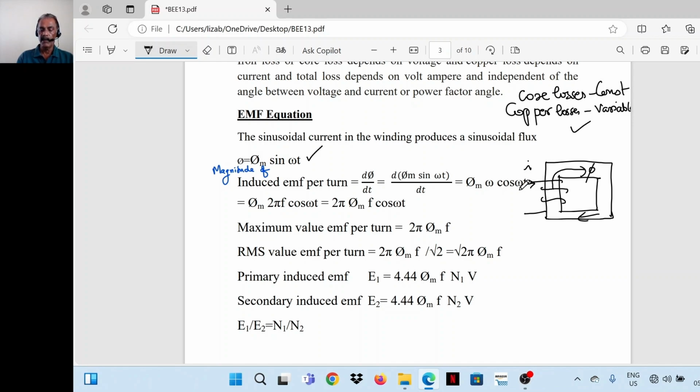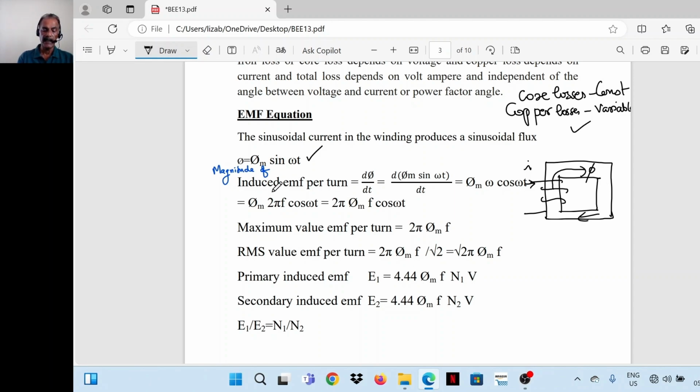So the applied voltage, the current through the winding, and the flux through the core are all sinusoidally varying. There will be a phase difference among these quantities, but let's not bother about that. Let's consider that all these quantities are sinusoidally varying. So phi is equal to phi m sin omega t.